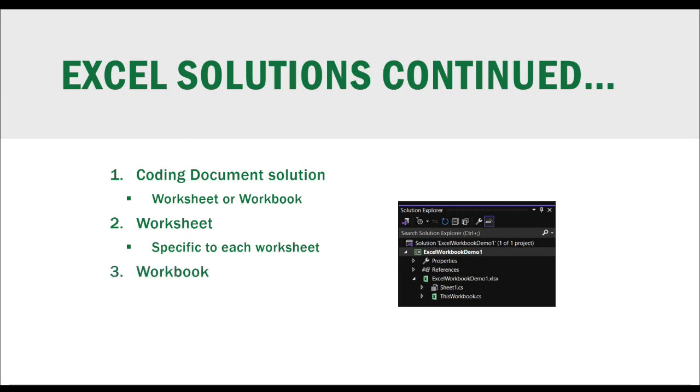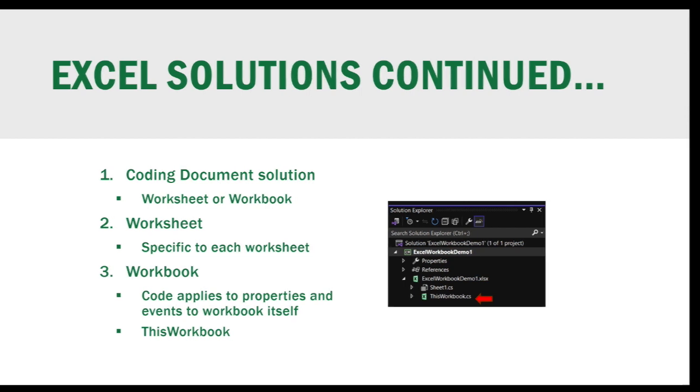On the other hand, adding code to the workbook itself is broader and it pertains to properties and events for the overall workbook. For example, code can execute whenever a new worksheet is added or when the workbook is saved. Code that applies to the workbook will go into the class that is ThisWorkbook. In the following videos, we cover a few intro examples of how to add code to a document-level Excel solution. We won't go into too much detail as we save that for another section, but they will give us enough to understand the basic concepts.